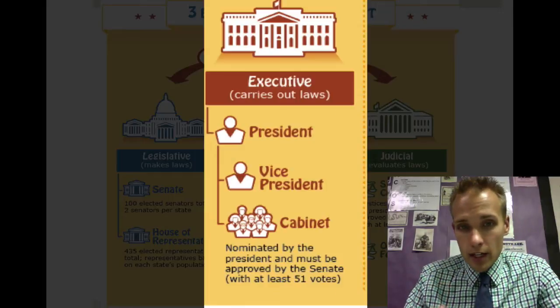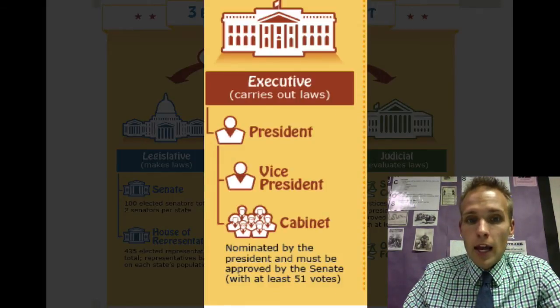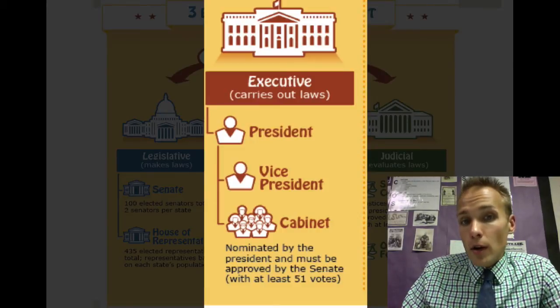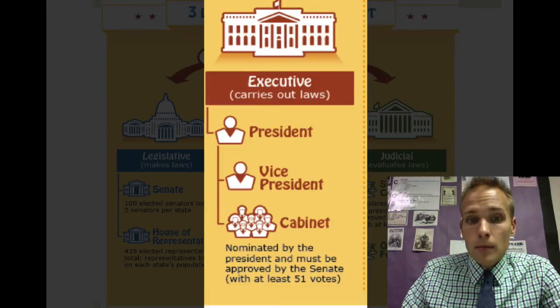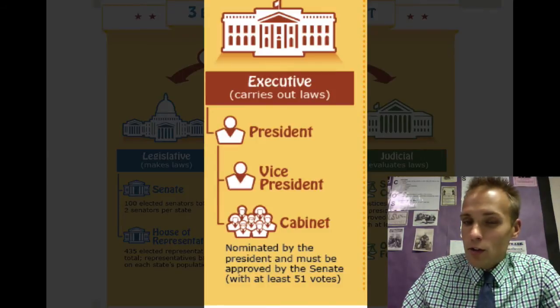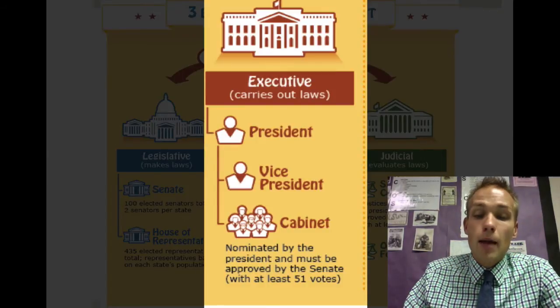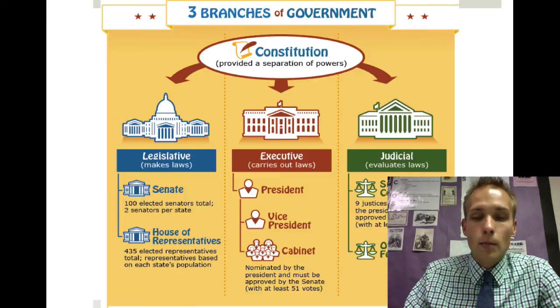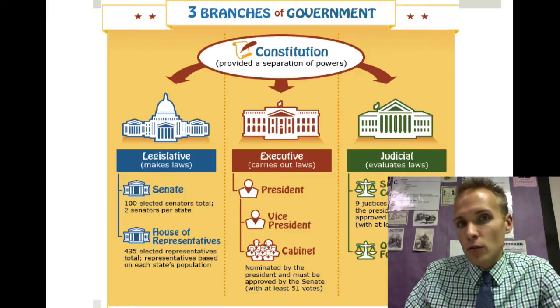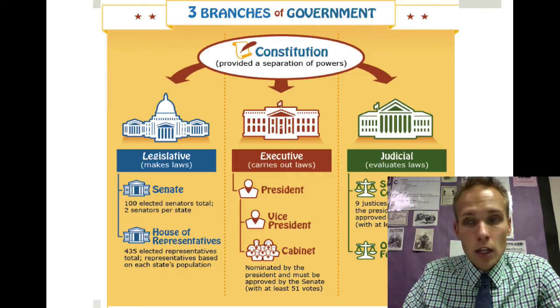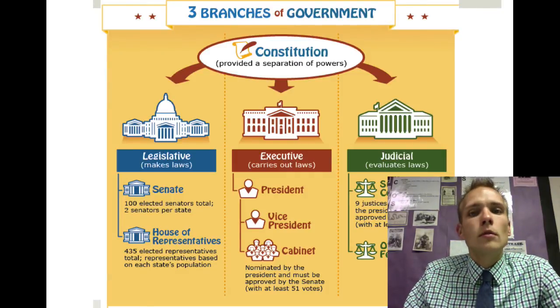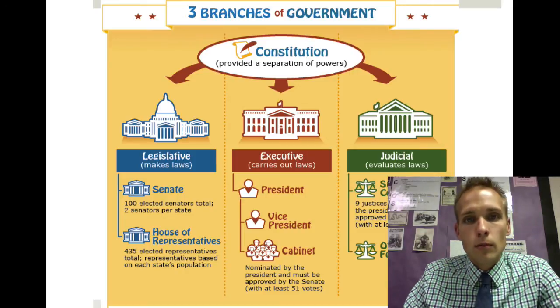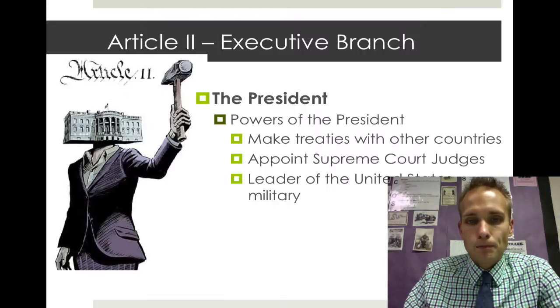We then have the executive branch in the middle here in red, and its job is to carry out the laws made by Congress. This includes the president, in our case today, Barack Obama, and vice president, in our case today, Joe Biden. And then they have a cabinet, and a cabinet is a group of people that the president appoints who advise him on certain things: economic issues, security, education. He has a specific person that addresses him for these issues. And so they carry out the laws that Congress makes.